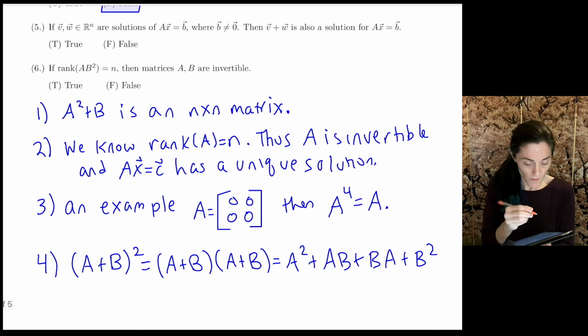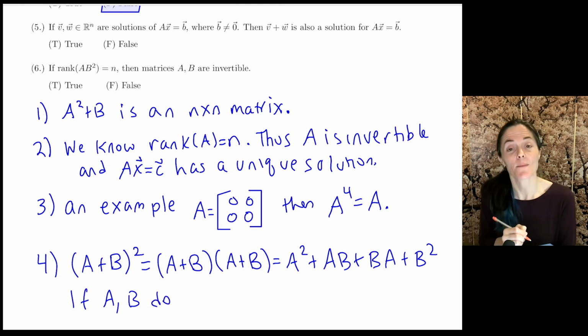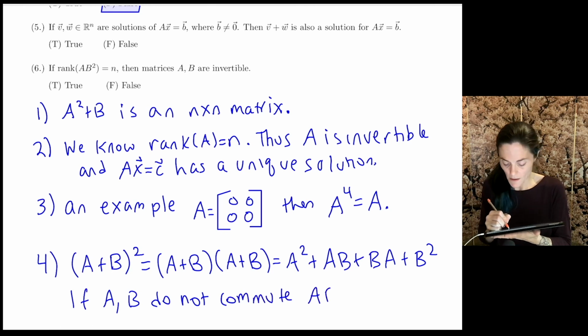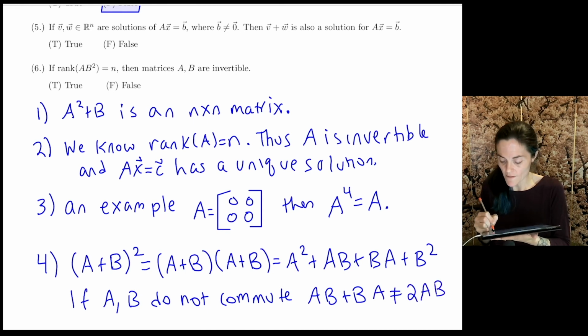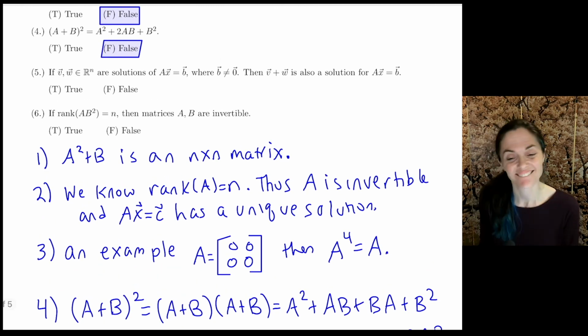So if A and B do not commute, and we saw many examples of that, say from class, if A and B do not commute, then AB plus BA is not equal to 2AB. And then we have an issue with this formula in number 4. That was a false statement.